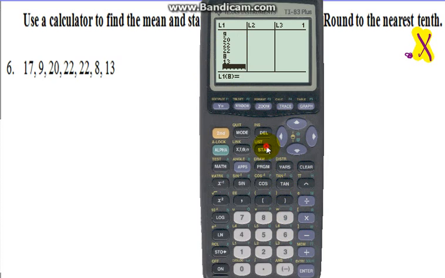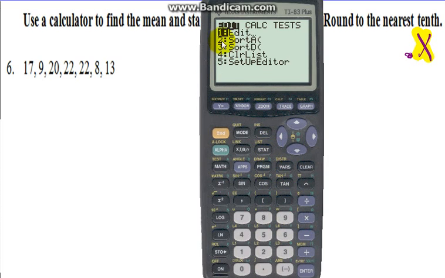Now let's go back to our stat screen, and we want to right arrow over to calculations right here. And we want to select the first one, one variable statistics. So I'm just going to press enter. And there it is again, one variable statistics. I'm going to press enter. And it gives me my mean right there and my standard deviation right there. This sigma x is my standard deviation.